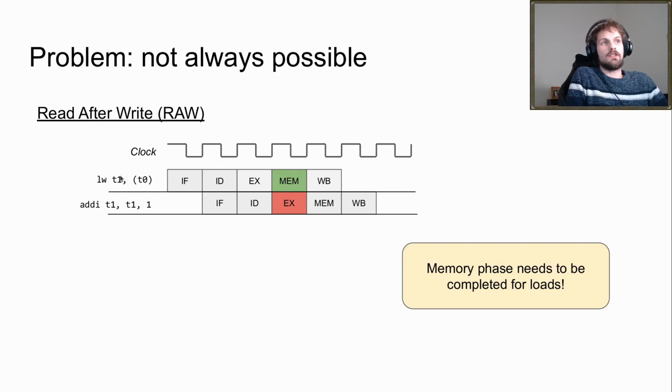What if you have this order of instructions? How are you going to forward anything if these are happening in parallel? It's not possible. If this execution phase needs the value from this memory, you just can't forward it. How can you solve this? This is a different hazard which we cannot solve. This memory phase needs to be completed. There's no good answer here. So what can you do?